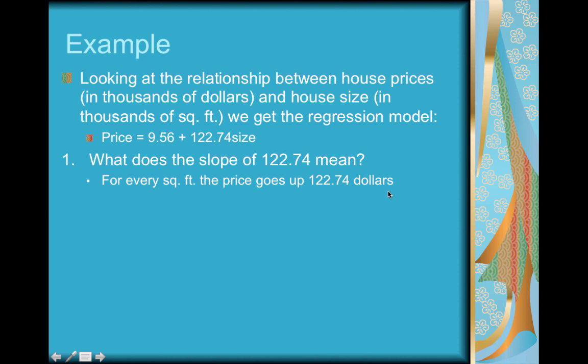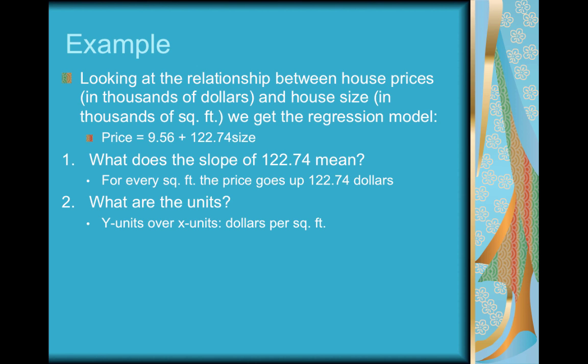Price was measured in dollars. Now, I want to note that the units were actually thousands of dollars and thousands of square feet. Because both are measured in thousands, we can look at it as 1-to-1. However, a more appropriate way of saying this might be to say for every 1,000 square feet, the price goes up $122.74 thousand. So you want to be careful with your units.